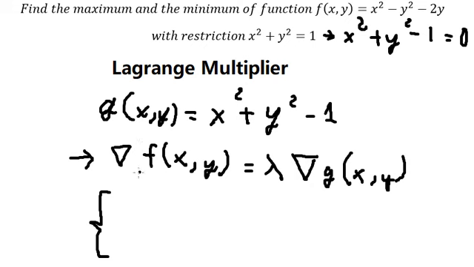The first one, if we do the derivative of the function f with respect to x, we will have 2x, because the derivative of x squared, you get 2x. This one we don't have x, so if we do the derivative, you get 0 equal to lambda. Now we need to do the derivative of g with respect to x, so we have 2x in here. Now we do similar for y.